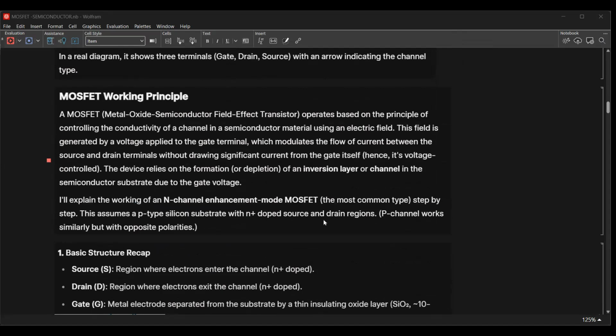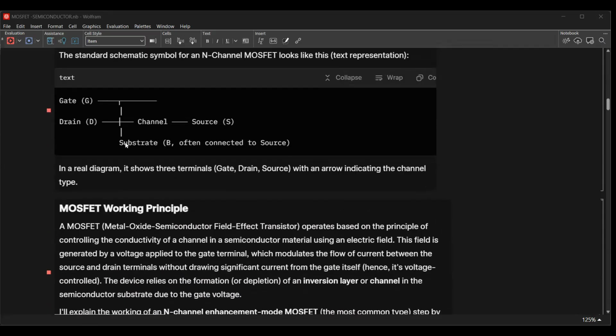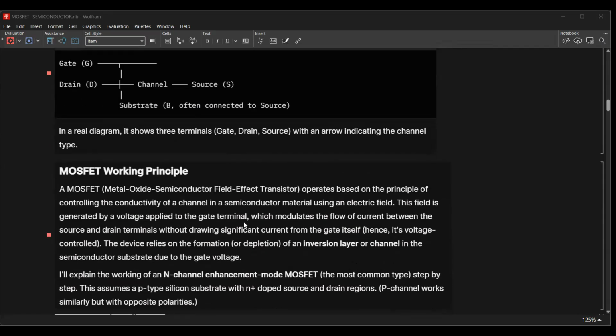So, the MOSFET working principle. A MOSFET operates on the principle of controlling the conductivity of a channel in semiconductor material using an electric field. This field is generated by voltage applied to the gate terminal. You apply a voltage here to the gate terminal, and in that way we can produce an electric field by applying a voltage to the terminal.